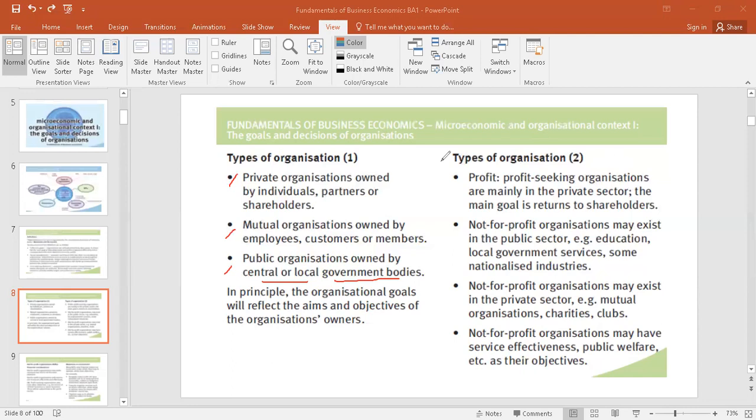Then the second classification: if the organization is established with a specific motive, motives can be broadly classified as profit seeking and not for profit organizations. There are organizations which are established with the main goal and objective of earning profit. That is the basic purpose behind them being established. So organizations with an objective of earning profit are profit organizations.